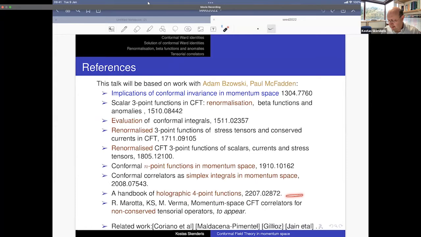And in work that I'm currently finishing, we're also going outside the space of conserved operators. So we're going to discuss non-conserved tensorial operators. And of course, my own work is not the only work in that field. There has been a series of papers by other people. There is a group in Italy, Coriano and his students, and Maldacena and Pimentel in the US also wrote an important paper, and many others. But most of what I will describe today will be based on the discussion in these papers.